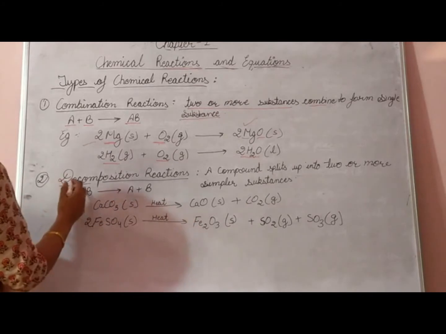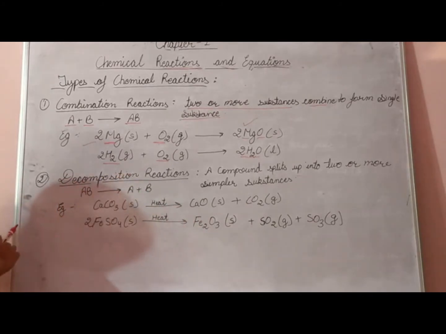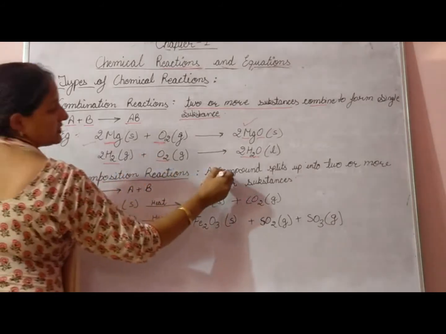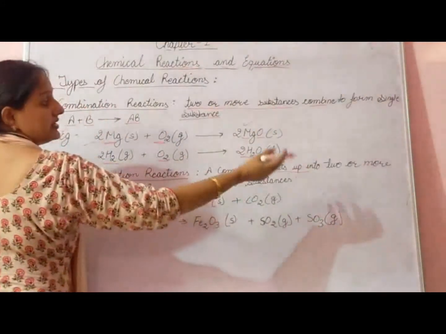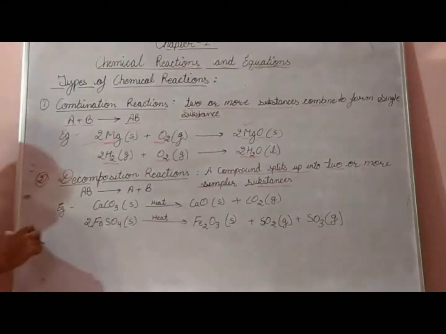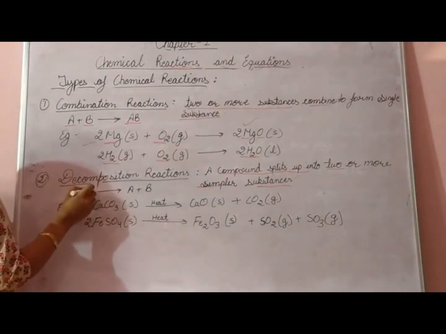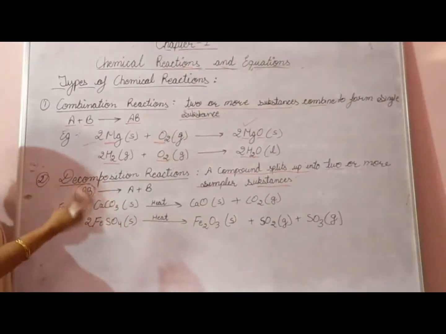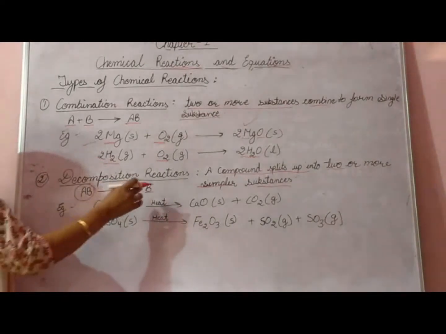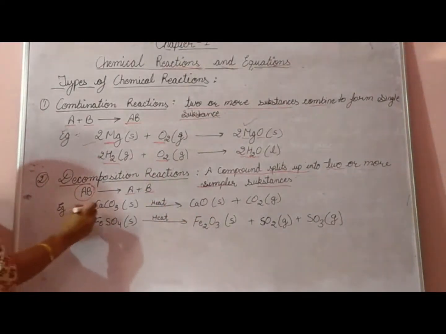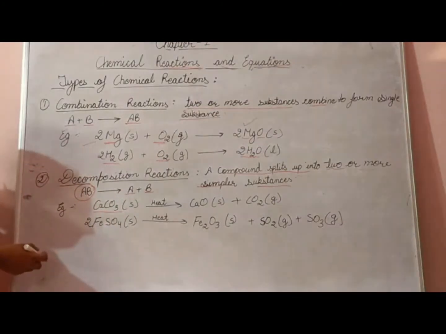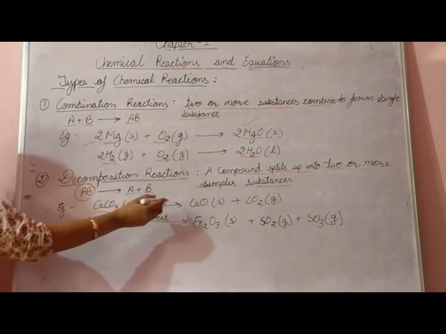Next is decomposition reaction. A decomposition reaction is a type of reaction in which a compound splits up or decomposes into two or more simpler substances. That means in such a reaction, one compound gets decomposed or split up into its different components as products. For example, the reaction when you heat calcium carbonate, so what will you get?